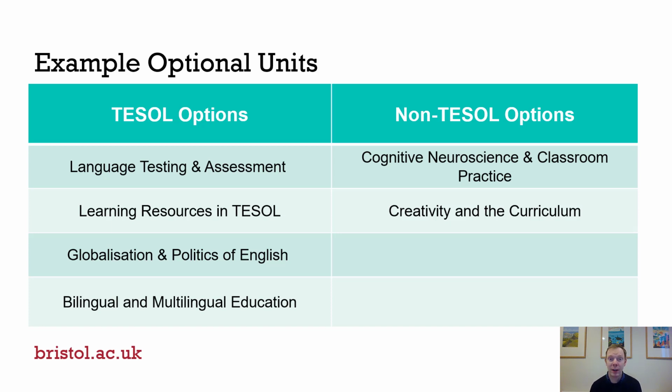If you want to look more conceptually, globalisation and the politics of English looks at how the language is expanded beyond the boundaries of the UK and other Anglophone countries and how it works as a global language. And finally, bilingual and multilingual education helps you understand how language teaching and learning changes when more than one language is at play. From elsewhere in the School of Education, led by our close colleagues, cognitive neuroscience and classroom practice and creativity in the classroom offer you that breadth of study.